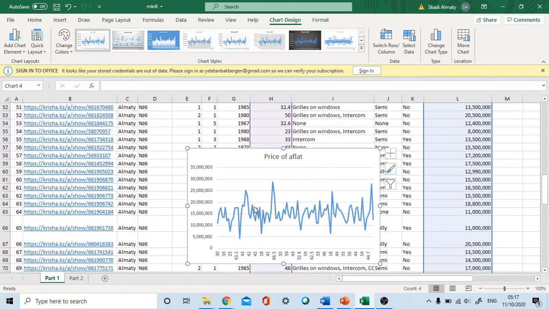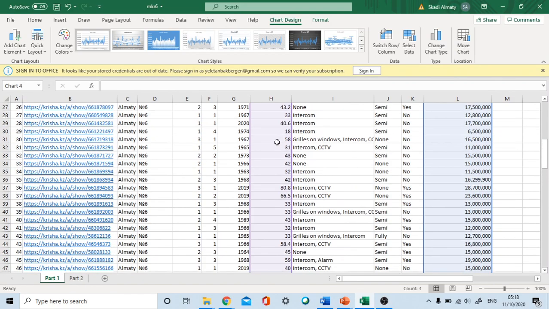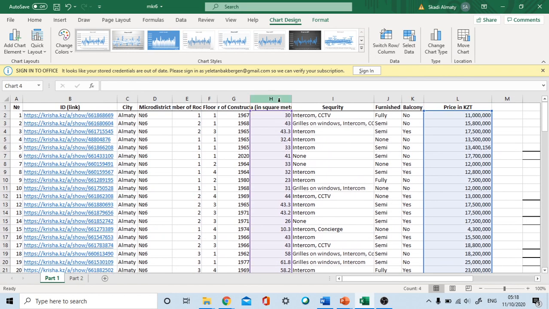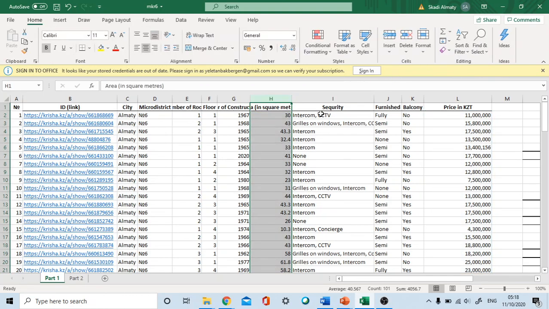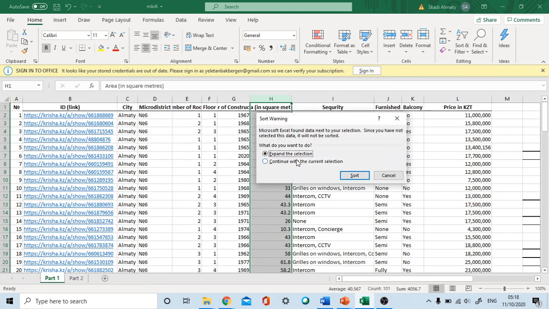It is not showing me continuous, proper data, because my data has not been stored in a proper order. It has just taken what was given there. How to change this? I should sort them in increasing order, then it shows me a more appropriate structure. Sort smallest to largest. If you see, expand the selection, and continue.